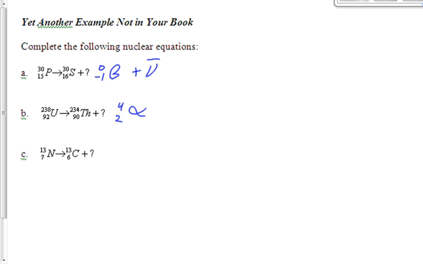All right, 13, 7 goes to 13, 6. 6 plus 1 or negative 1? Plus 1, right? 6 plus 1. 13 plus 0. Okay, what's this going to be? It's a beta particle, right? But it's, well, an anti-beta, I guess you could say. An anti-electron. A positron. Anything else? Yeah, a neutrino, not an antineutrino, just a neutrino. Remember, antineutrinos go with beta negative, neutrinos go with beta positive.